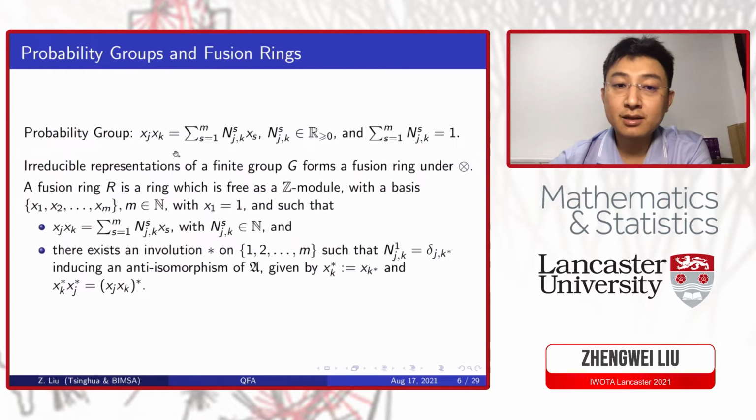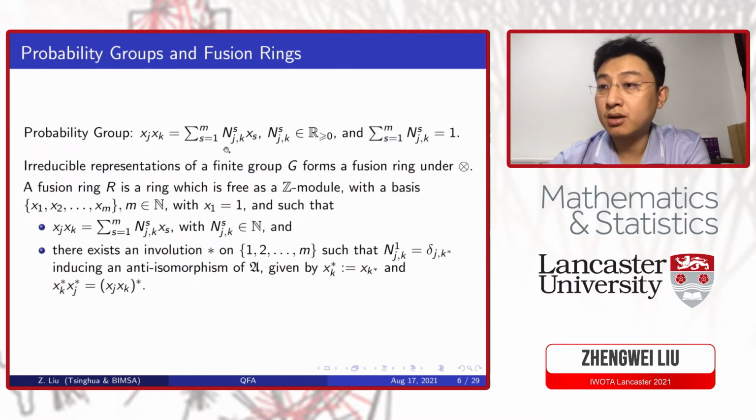And this looks like the probability group, except that the coefficients are not positive real numbers, but they are natural numbers. And up to a normalization, we can assume that after normalization, the sum of the coefficients becomes 1. So it's almost equivalent to the probability group, but just the coefficients have a stronger condition.